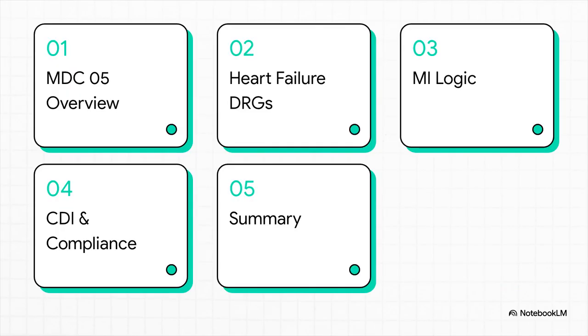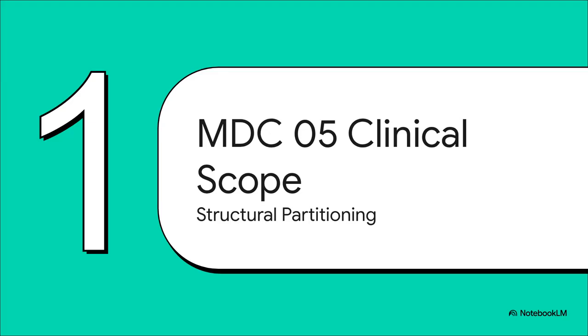All right, here's our agenda for today. We've got an overview of MDC05, heart failure DRGs, MI logic, CDI and compliance, and a look ahead to our next lesson. We are connecting abstract rules directly to hospital revenue, so let's get right into it. Kicking things off with Section 1, MDC05, Clinical Scope and Structural Partitioning.